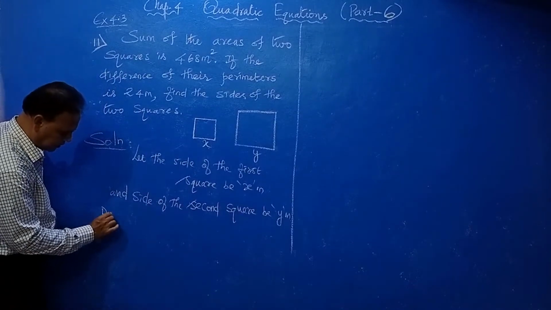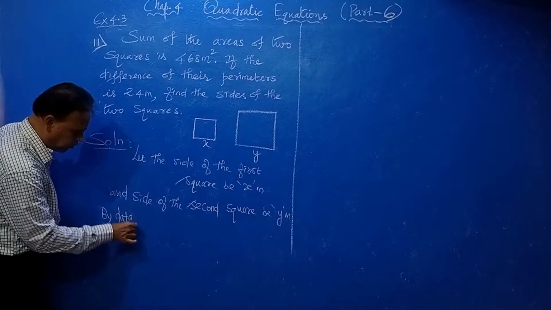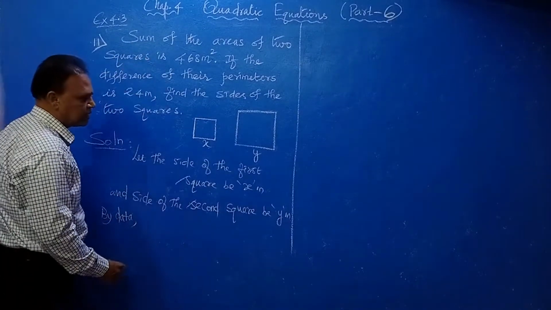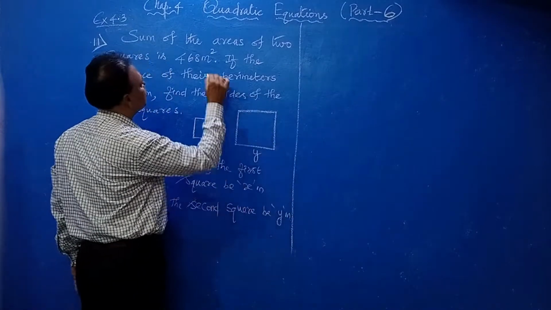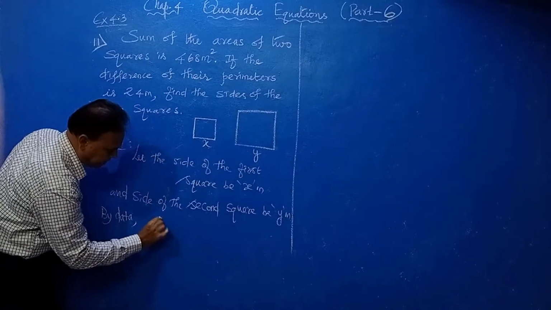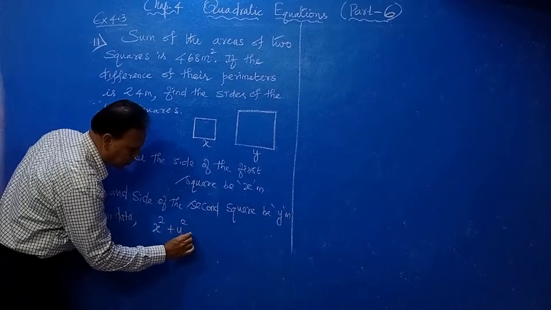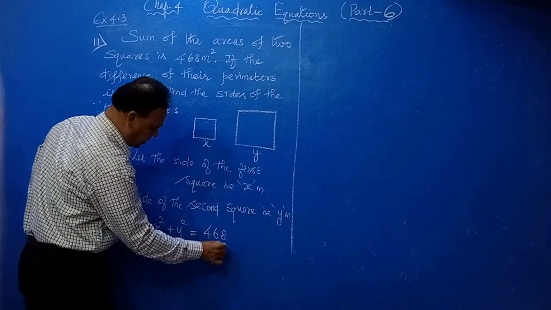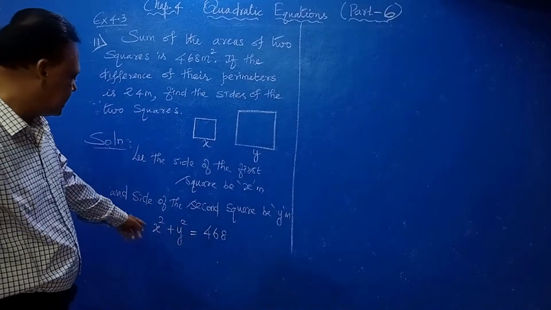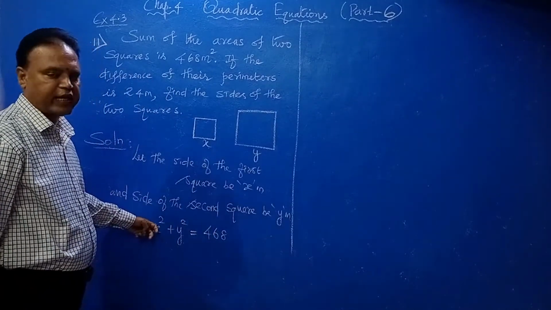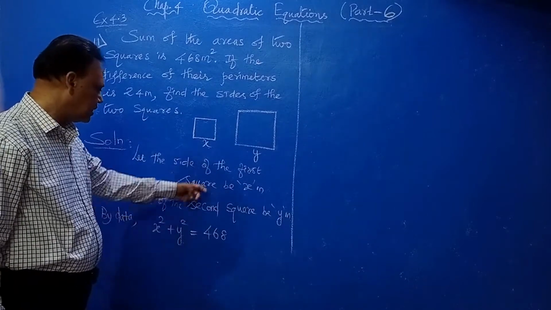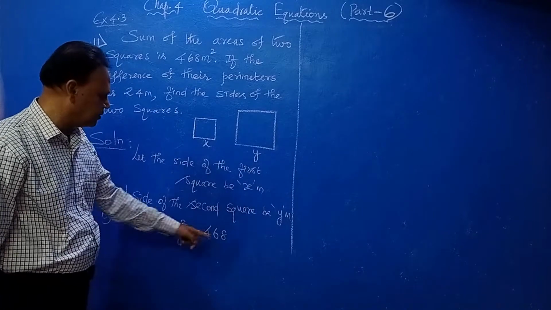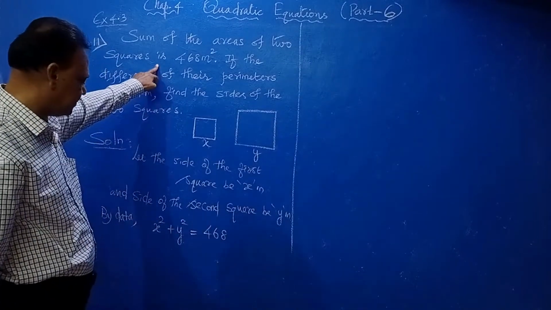Therefore, according to the problem, sum of the areas of two squares, that means x squared plus y squared equal to 468. That is area. Area of a square is side into side. This square area x squared, this square area y squared, both add means 468, that is given. Clear?